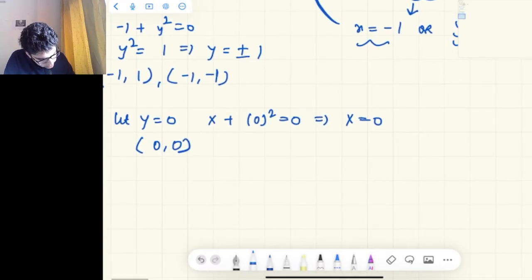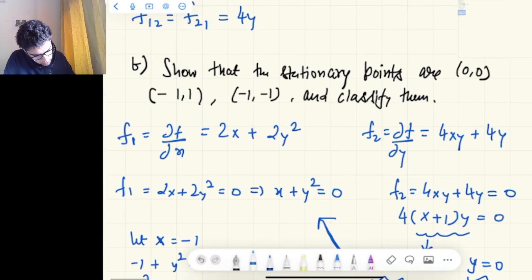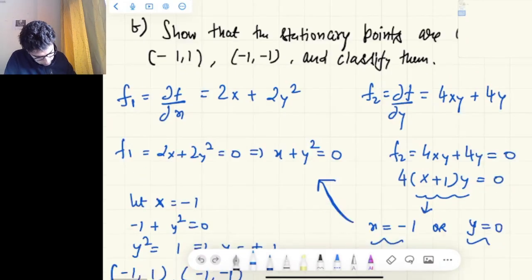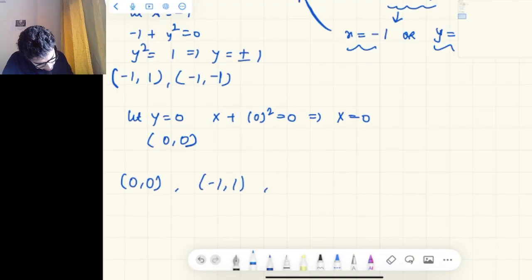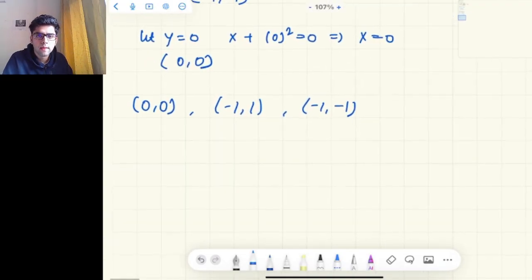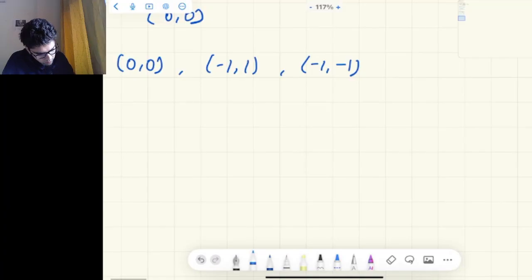So the three stationary points that we needed to find were (0, 0), (-1, 1), and (-1, -1). Right? So we have our stationary points: three of them. Now we need to classify them.